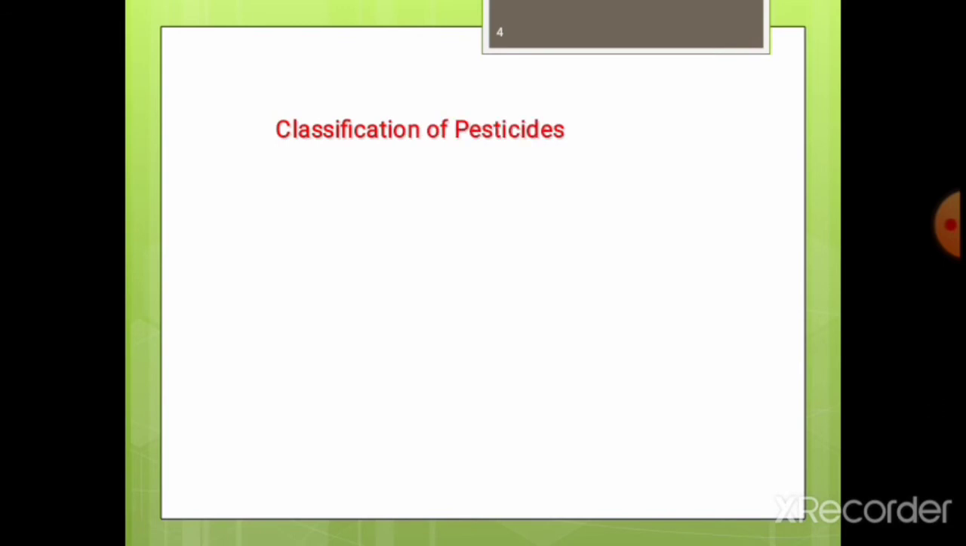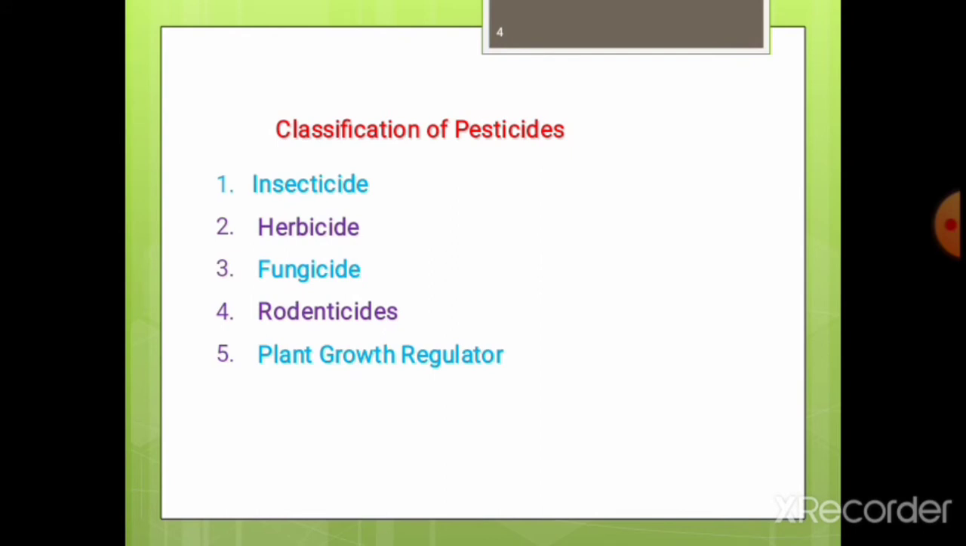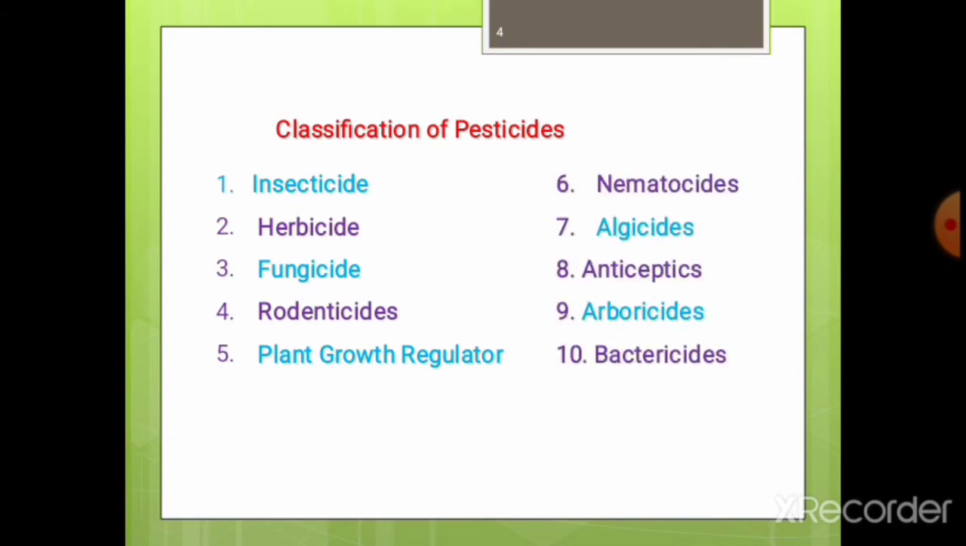Next we have to see the basic classification of pesticides. Pesticides are mainly divided into 10 different classes like insecticide, herbicide, fungicide, rodenticides, plant growth regulator, then nematocides, algicides, antiseptics, arboricides, bactericides. In this, we have to see the detailed classification of insecticide, herbicide, fungicide, rodenticide, and plant growth regulators.